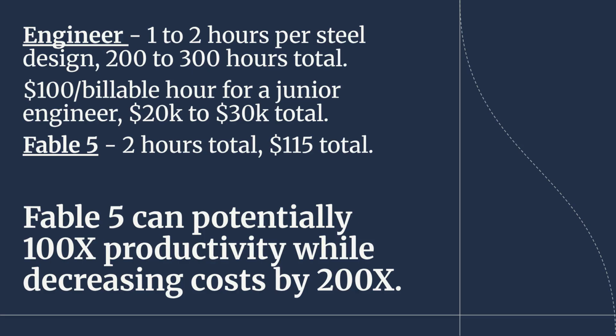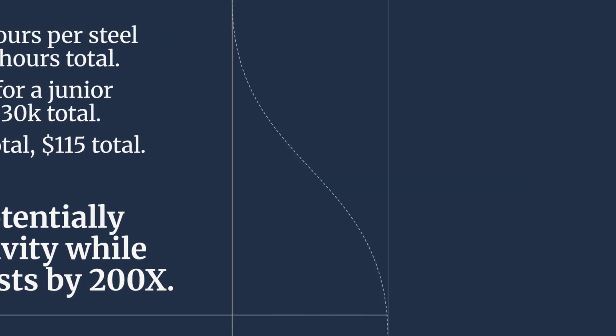So if your structural group was prepared to give AISC 360 steel designs to Fable 5, it could nominally produce 96% accuracy designs with a 100x increase in productivity and a 200x decrease in cost, compared to a junior engineer.